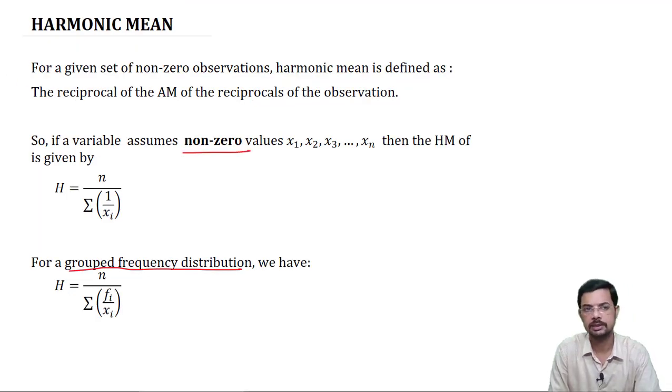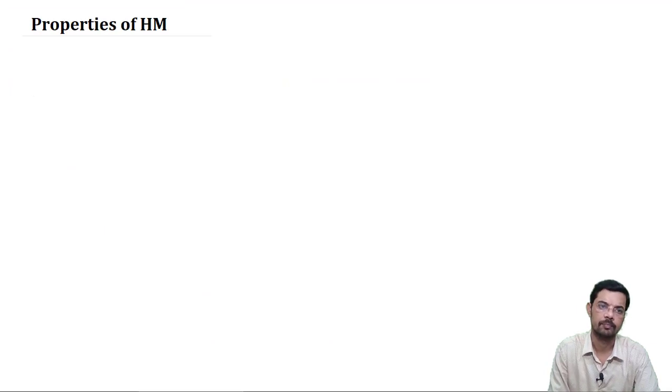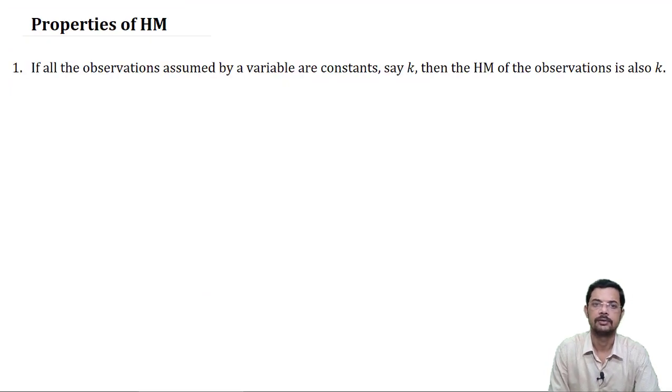So now let us discuss some properties of harmonic mean. What are some properties of harmonic mean? The first property is that if all the observations are a constant k, then the harmonic mean of the observations is also the constant k.